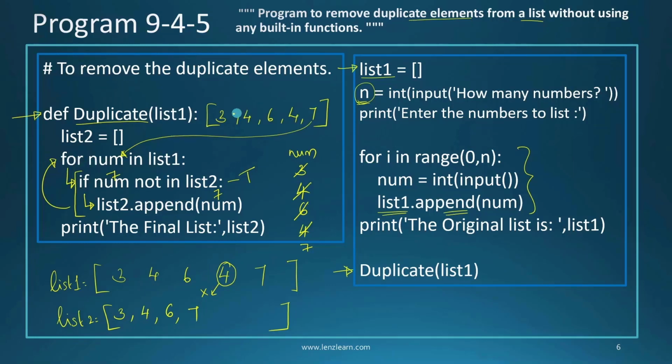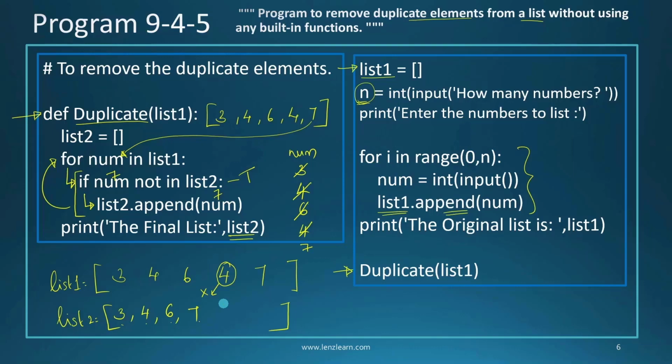Now the for loop will terminate because all elements inside list 1 are taken. Now outside the for loop I will print the final list, that's the content of list 2. So it will print 3, 4, 6 and 7. So in this way you can remove the duplicate element from a given list without using inbuilt function.